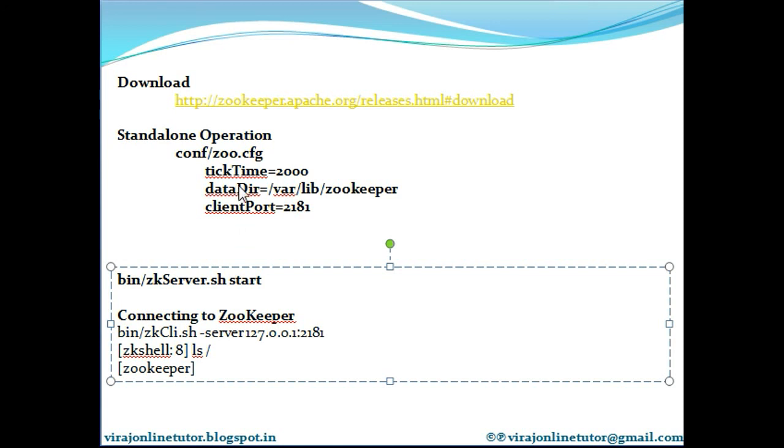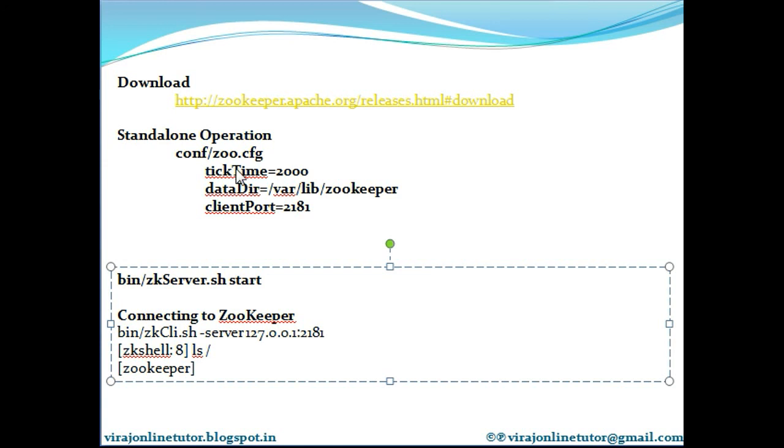The first parameter is tick time. This is the basic unit in milliseconds which is used by Zookeeper. It is used to do heartbeats, and the minimum session timeout will be twice the tick time. Next is data dir. This is the location to store the in-memory database snapshots, and unless otherwise specified, the transaction log of the updates to the DB. The next is client port. This is the port to listen for client connections.